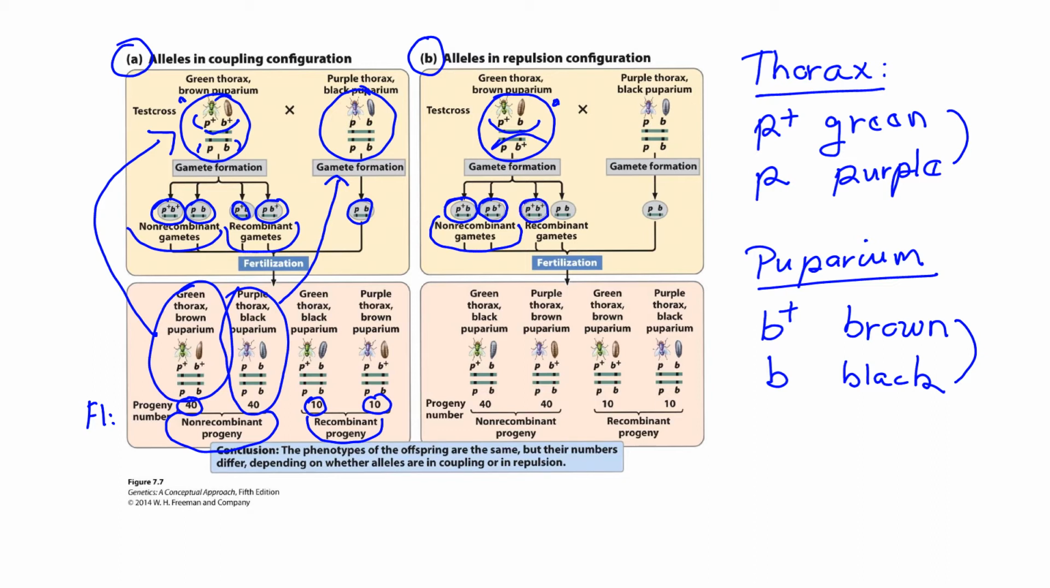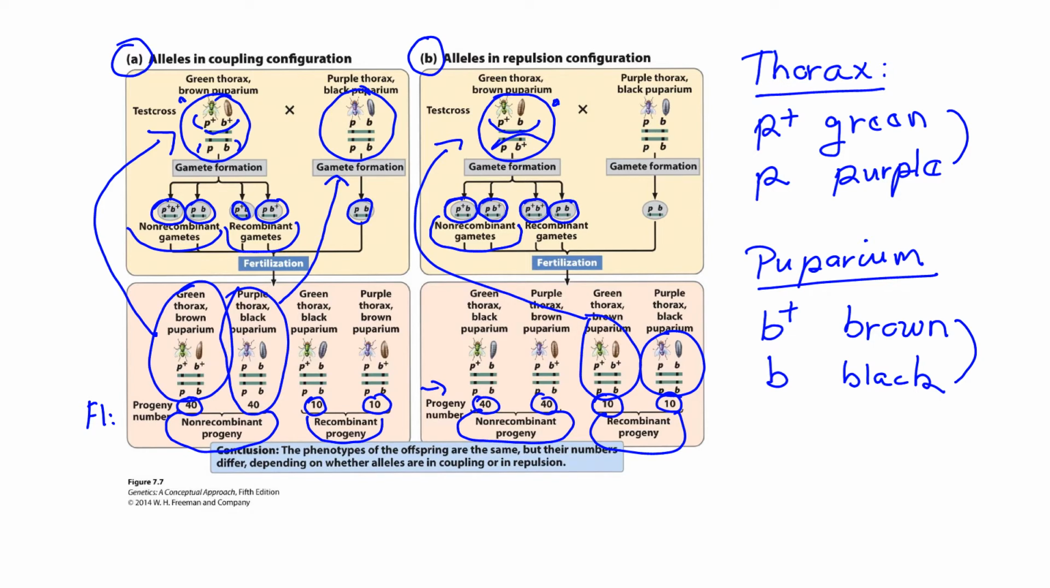Now if you look at the progeny, of course the non-recombinant progeny gives you the most individuals, the most offspring, and look at this offspring, they do not resemble any of the parents. It's the recombinant progeny, you see 10 and 10, which actually resemble the parents. This one resembles one parent, phenotypically dominant or wild type, and the other resembles the tester.